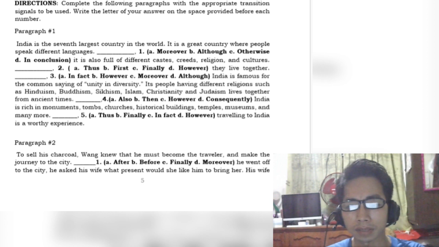If the transition signal shows clarification of ideas, you may put them here as well. And if the transition signal shows sequence of events like first, second, third, fourth, and finally, you may put them here as well. Lastly, if the transition signals show additional information, like and, another one, also, you may put them here as well. All right, I will give you an example so that you will be guided.